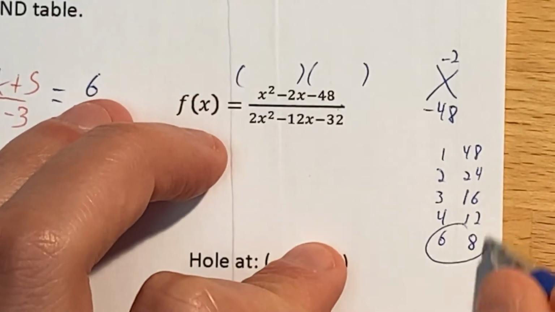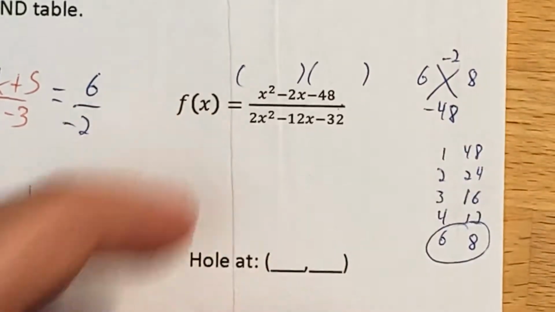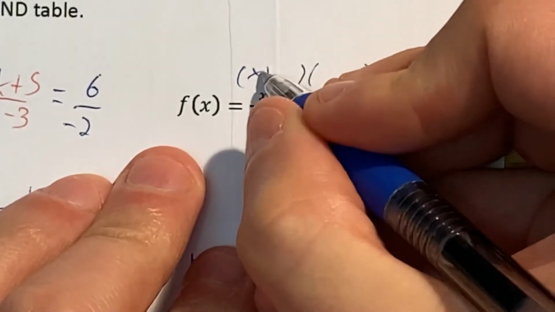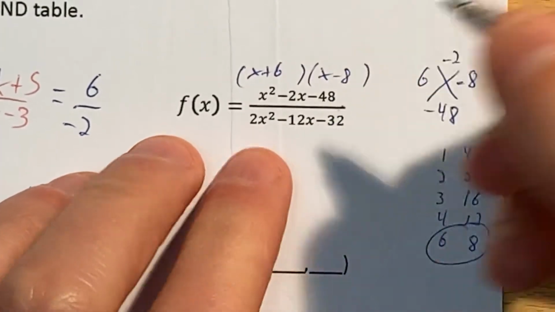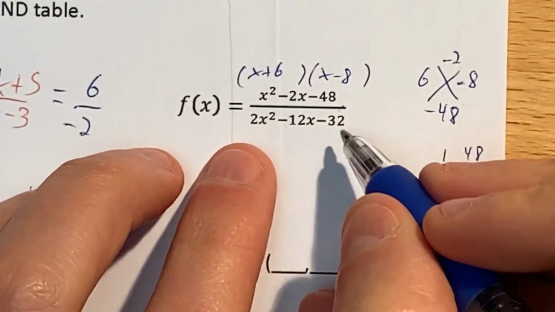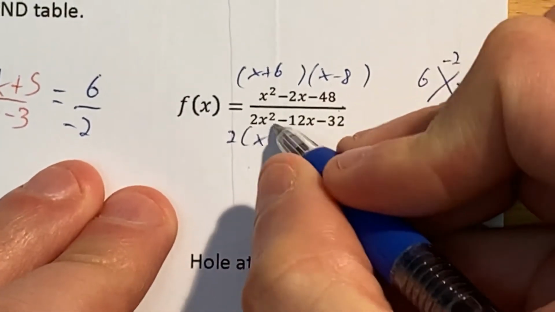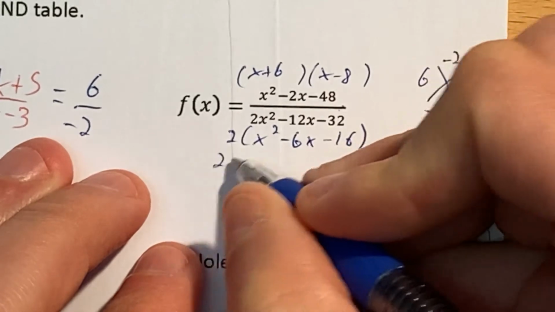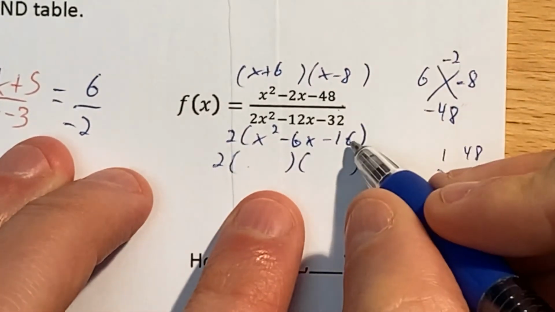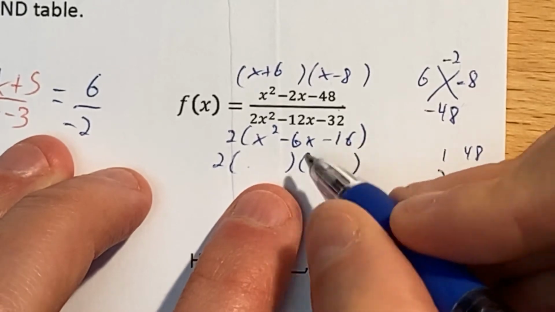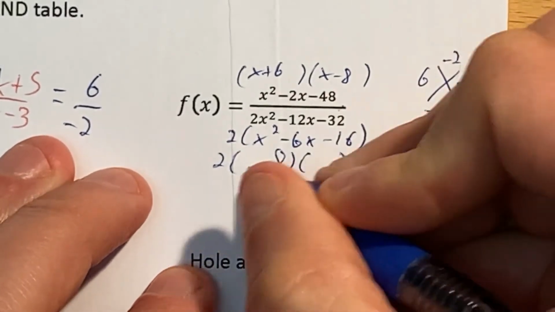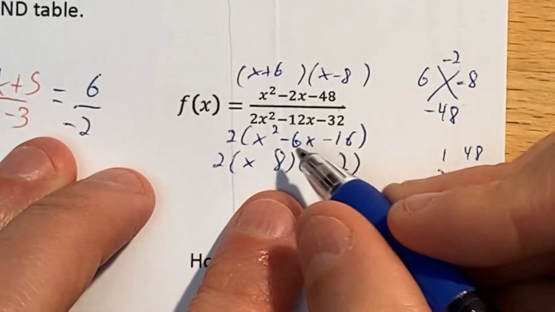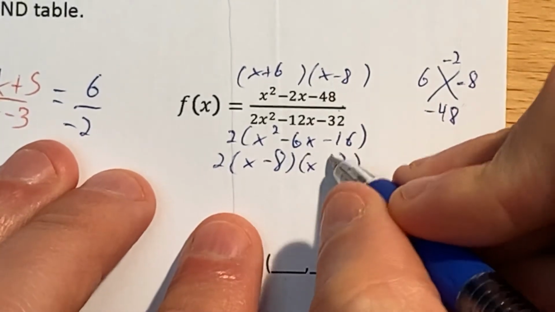It looks like it'll have to be 6 and 8 then. But one of them will be negative, and that'll be the 8. So x plus 6 and x minus 8. Here in the bottom, I noticed that they're all even, so I'll factor out a 2. And what multiplies to 16, that's just going to be 8 and 2. And then to make the 6 negative, that's going to have to be the negative 8 and a positive 2.